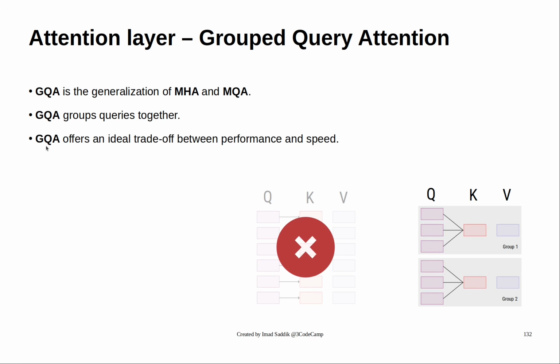This means that grouped query attention offers an ideal trade-off between speed and performance. It falls between multi-head attention and multi-query attention. It is fast and also gives good results. When setting the number of groups to a value lower than the number of heads, GQA reduces the number of trainable parameters compared to multi-head attention.